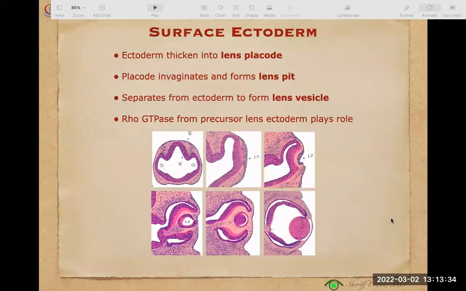Now the surface ectoderm thickens into the lens placode, and the placode invaginates to the inside to become the lens pit. As you can see, there is thickening of the surface ectoderm.